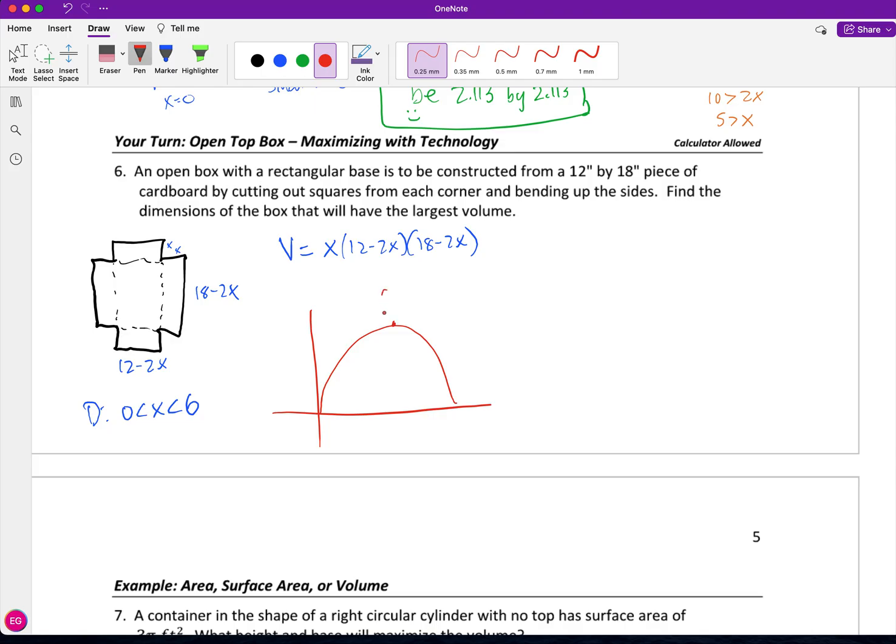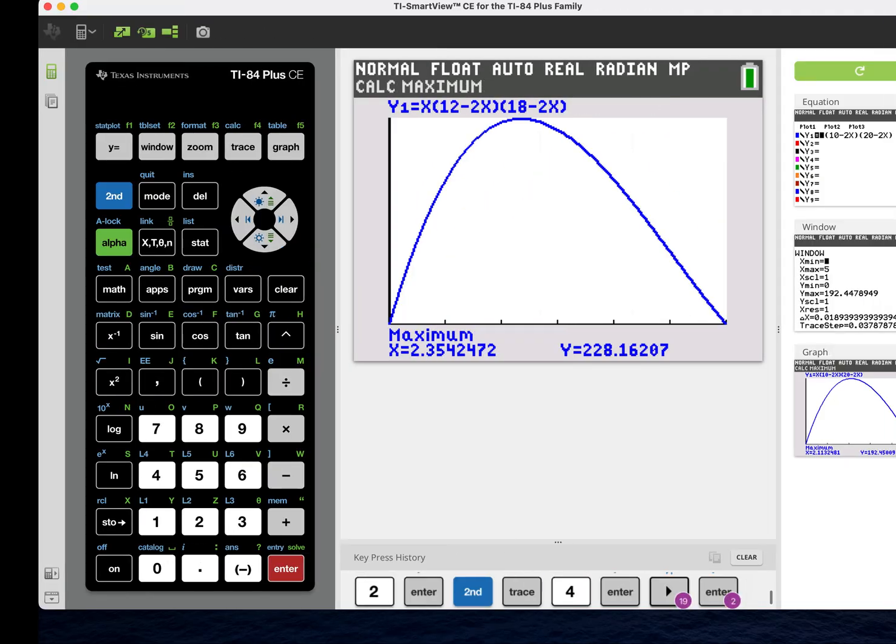All right, so I like to draw a picture. I like to label it so I know what's going on with this stuff. And plus, this is a great way of showing your work so that when I'm looking at it, I know what you're doing. So they asked us for the dimensions. The dimensions are going to be what x is, what 12 minus 2x is, and what 18 minus 2x is. Those are going to be the dimensions of this box.